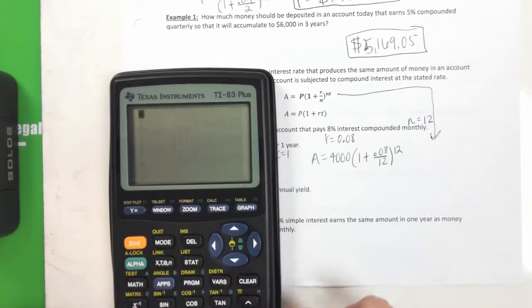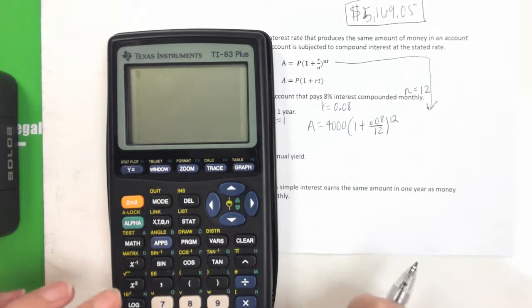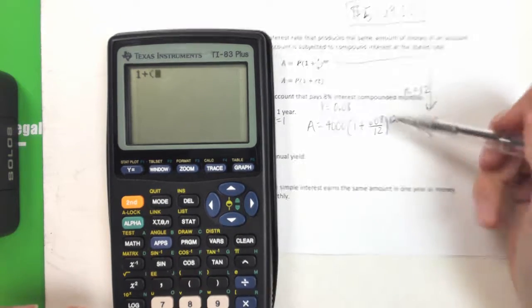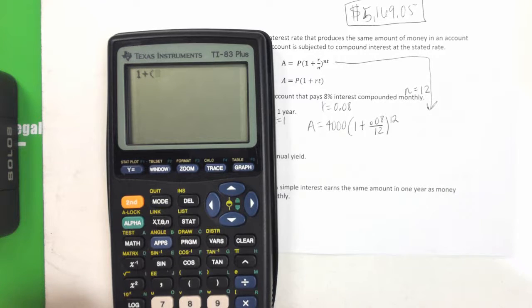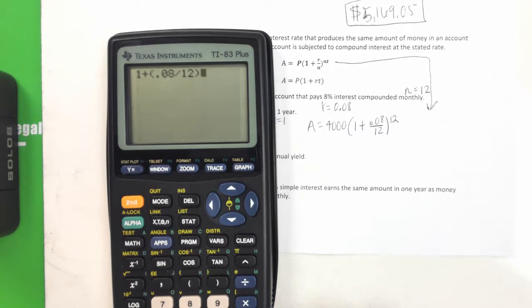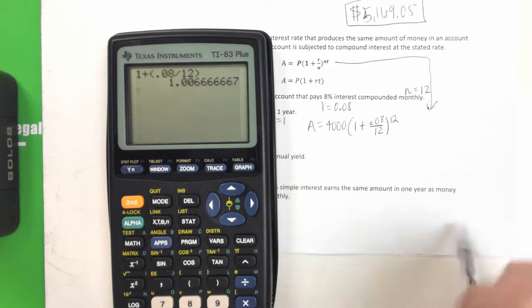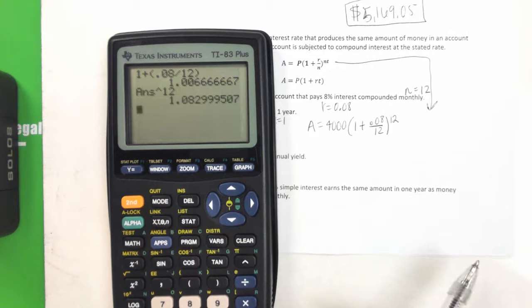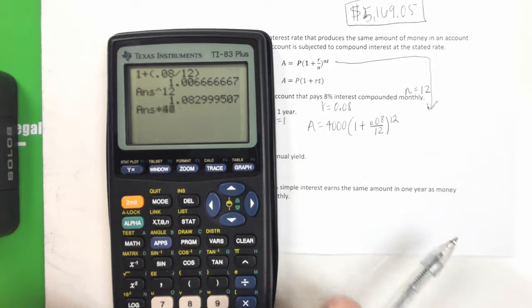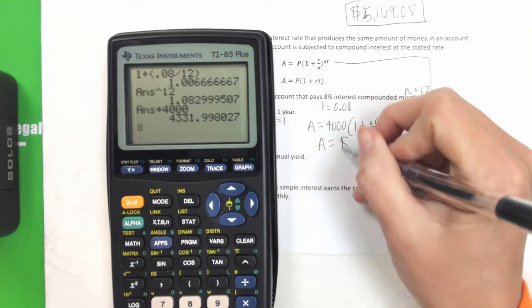So the first thing you're going to want to type in is what's in parentheses. So you can do 1 plus, make sure you put this fraction in parentheses, so 0.08 divided by 12, then close it out. Enter. And then you can go ahead and raise that, which you've already calculated in your parentheses, to the 12th power, and then go ahead and multiply it by the 4,000.